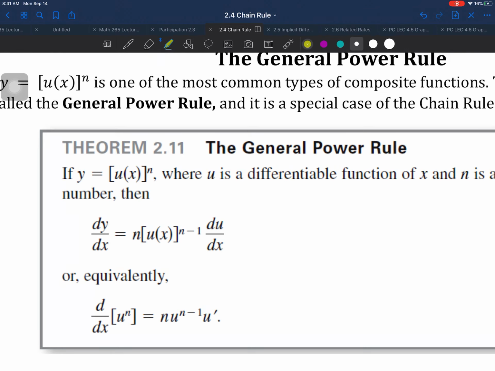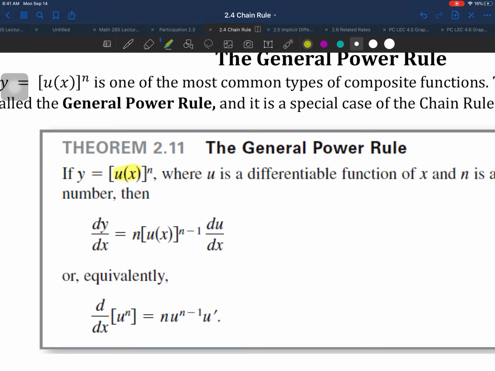Do you guys see that? y equals u of x to the power of n. So this right here is your inside function. What happens when you do that? Well, again, this is one consequence of this chain rule. What they're saying here is that because we're going to be doing this so many times, this chain rule example, it's worth giving it a name, right? And we're going to call this the general power rule.